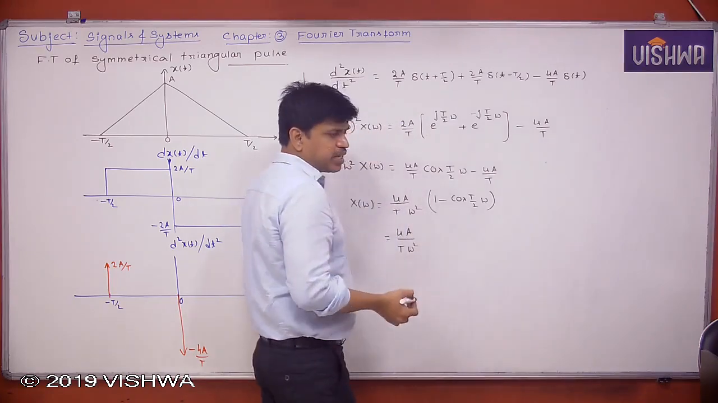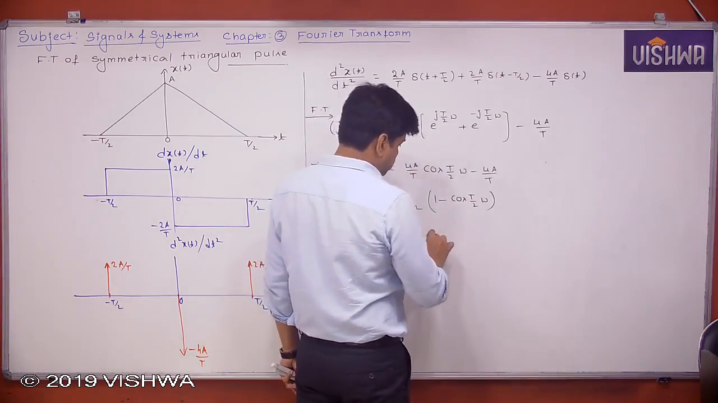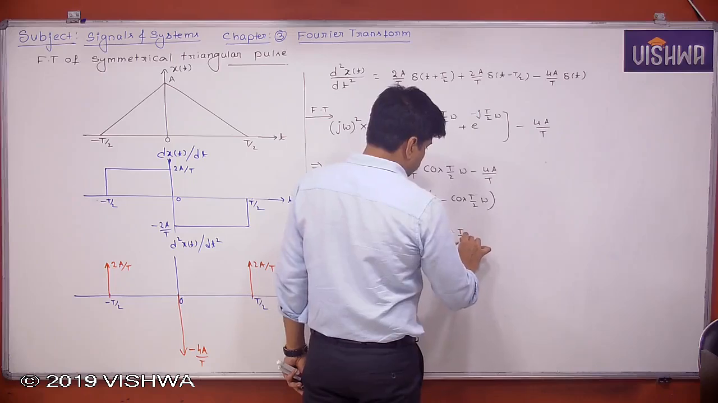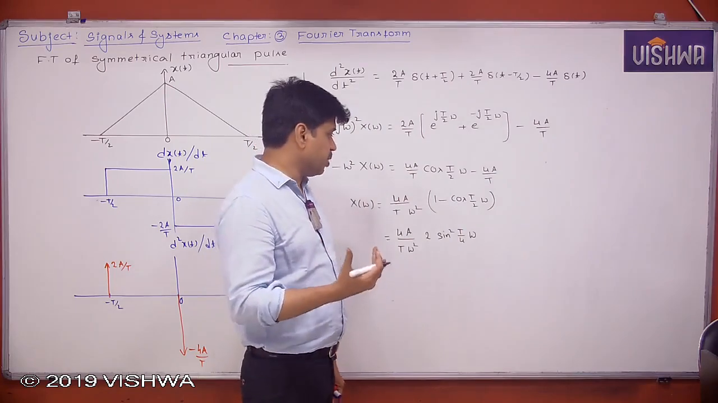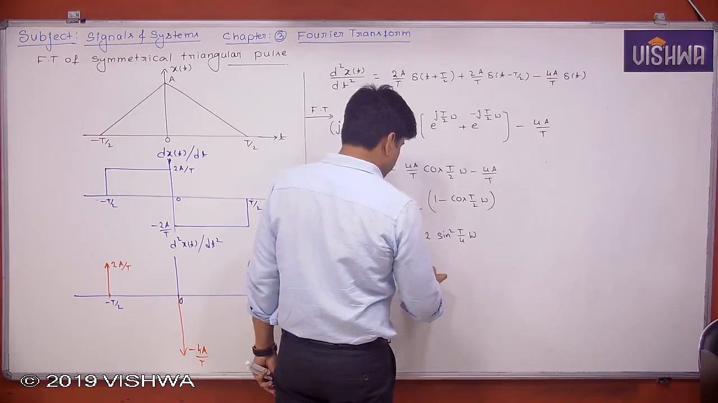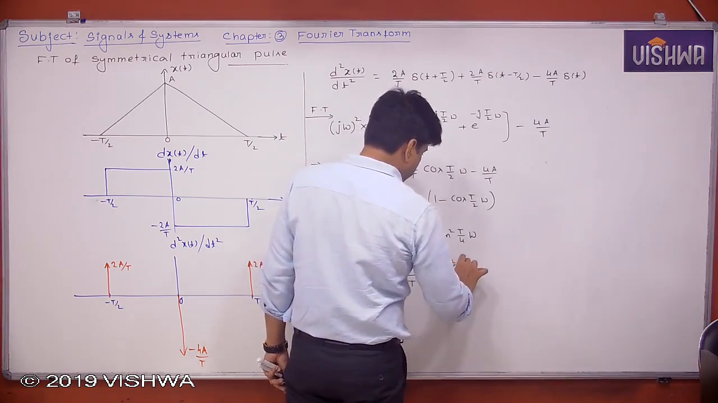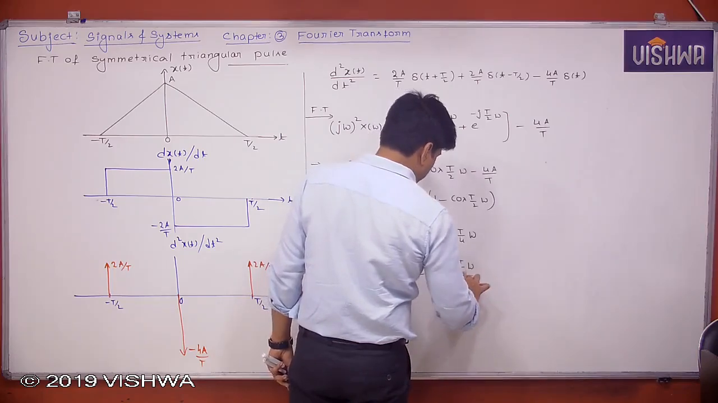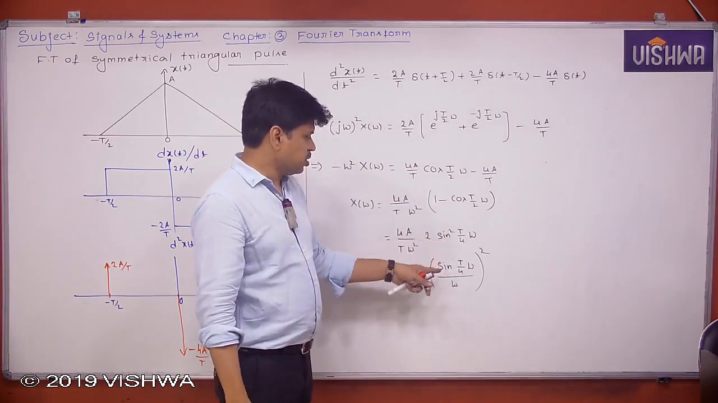We know 1 minus cos theta can be written as 2 sin square theta by 2. So it is going to be 2 sin square T by 4 omega. That's what we are going to get. So it is going to be 8A by T times sin of T by 4 omega by omega, whole square. Bring this omega square here.